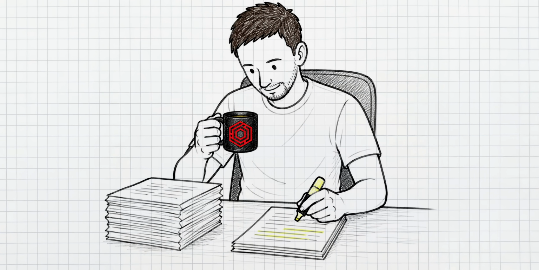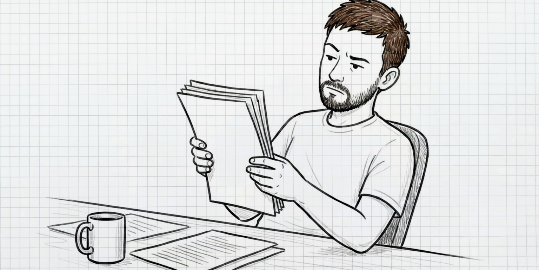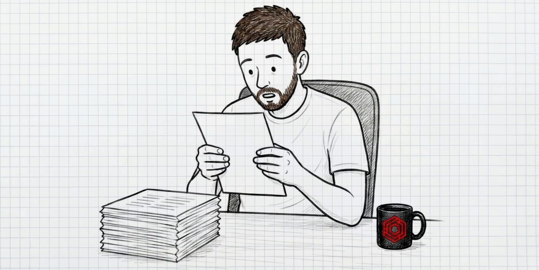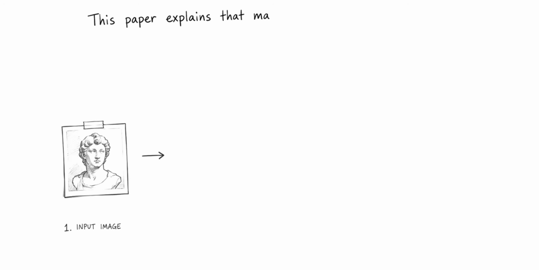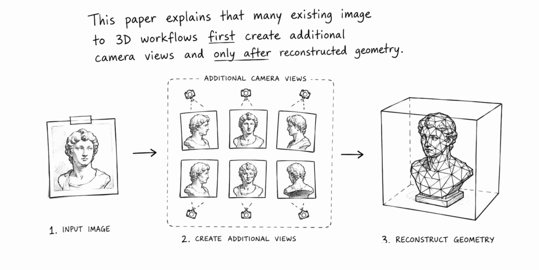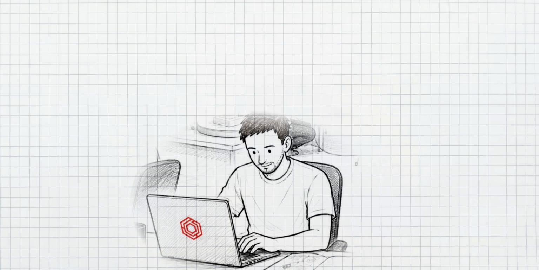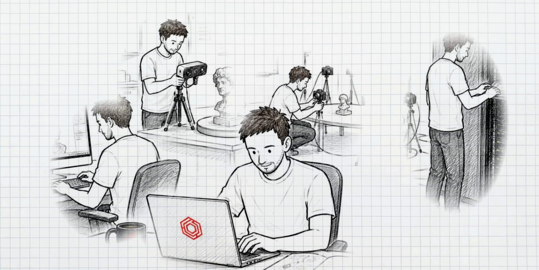I still remember sitting at my desk, coffee on the side, highlighter in one hand, reading through the paper. Honestly, I wasn't expecting much. Then, halfway through the paper, I read a paragraph that made me stop. It described almost exactly what I had been doing. The paper explains that many existing image to 3D workflows first create additional camera views, and only after reconstruct the geometry. I literally leaned back in my chair and thought, well, that's exactly what I built. I had spent weeks trying to solve the problem, and unknowingly ended up with almost exactly the workflow the paper was arguing against. So let's quickly look at why.